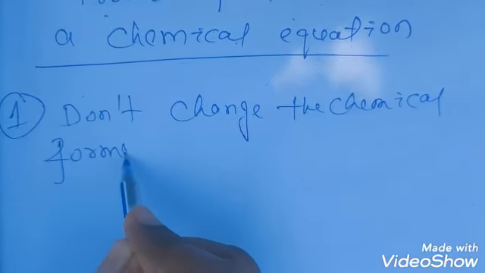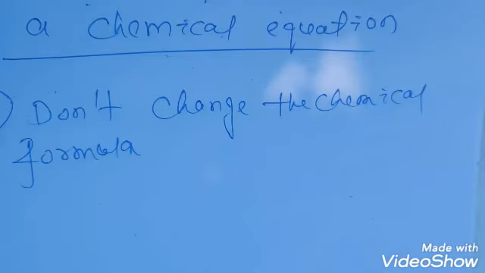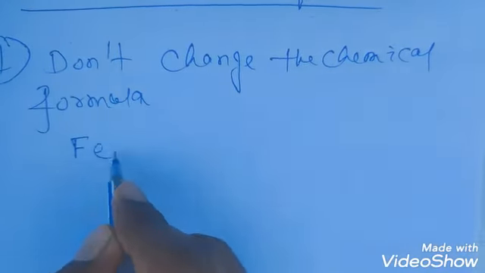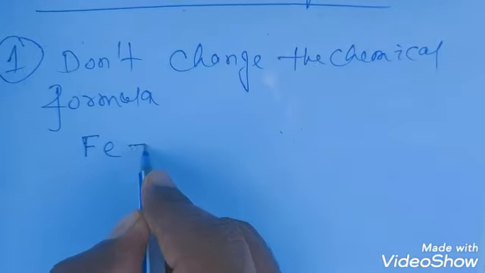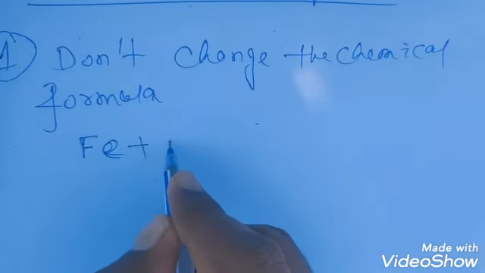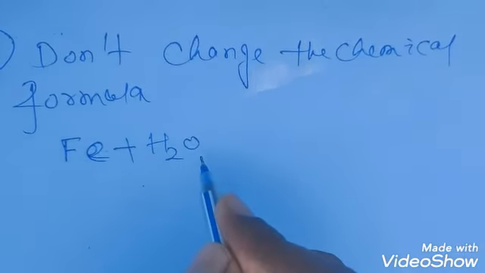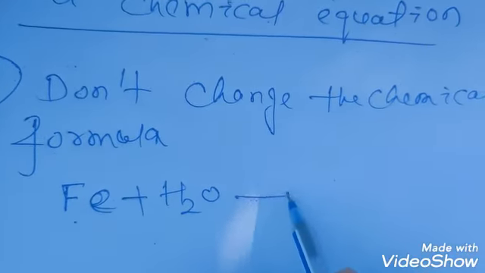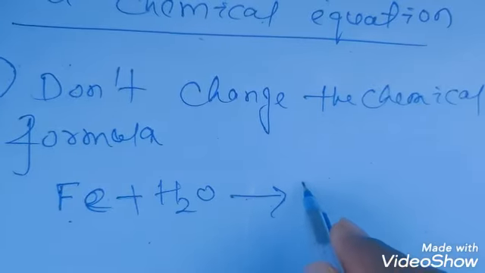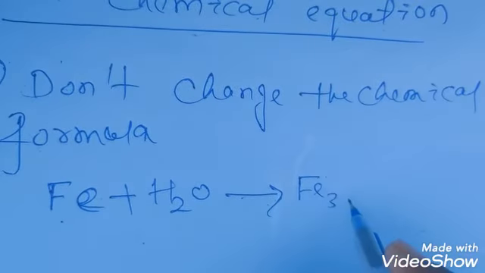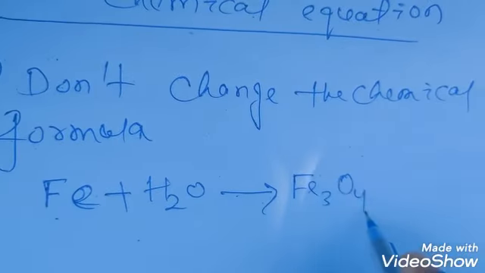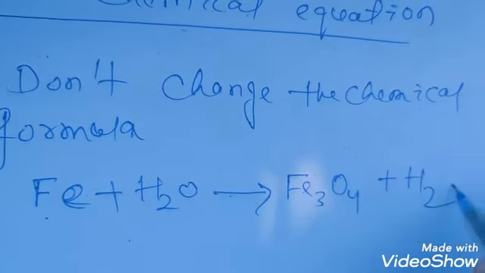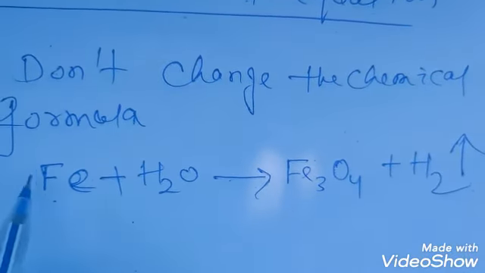Suppose we write a chemical equation. Suppose an equation is given to you, that is, when ferrum, or iron, reacts with water. So when ferrum reacts with water, it gives rise to ferrous ferric oxide, Fe3O4, plus hydrogen gas. We have to balance it.